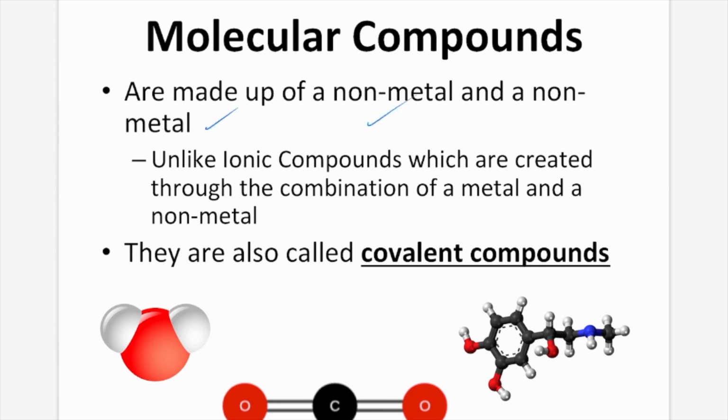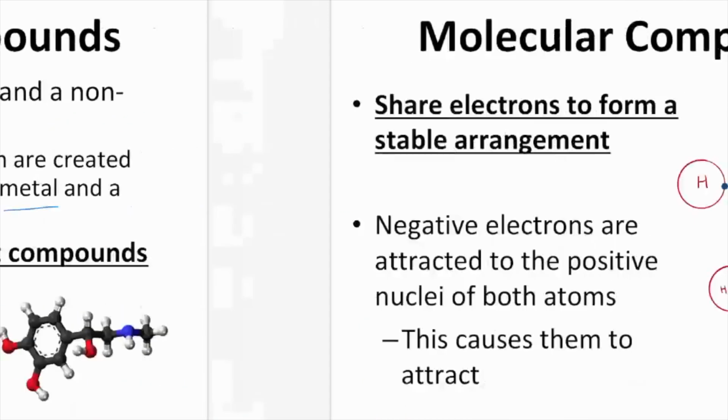Molecular compounds. A major difference between molecular compounds and ionic compounds is that molecular compounds are made up of a non-metal and another non-metal, unlike ionic compounds, which are created through the combination of a metal and a non-metal. They're also called covalent compounds. So you might see molecular compounds, you might see covalent compounds, but they do mean the same thing.